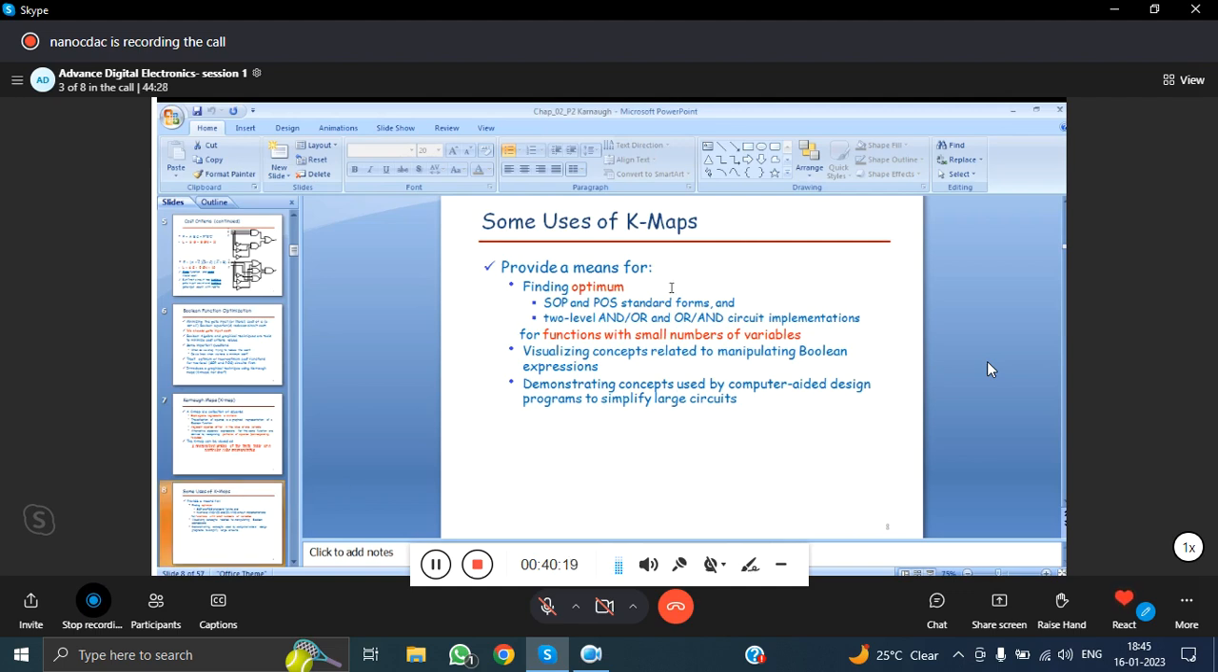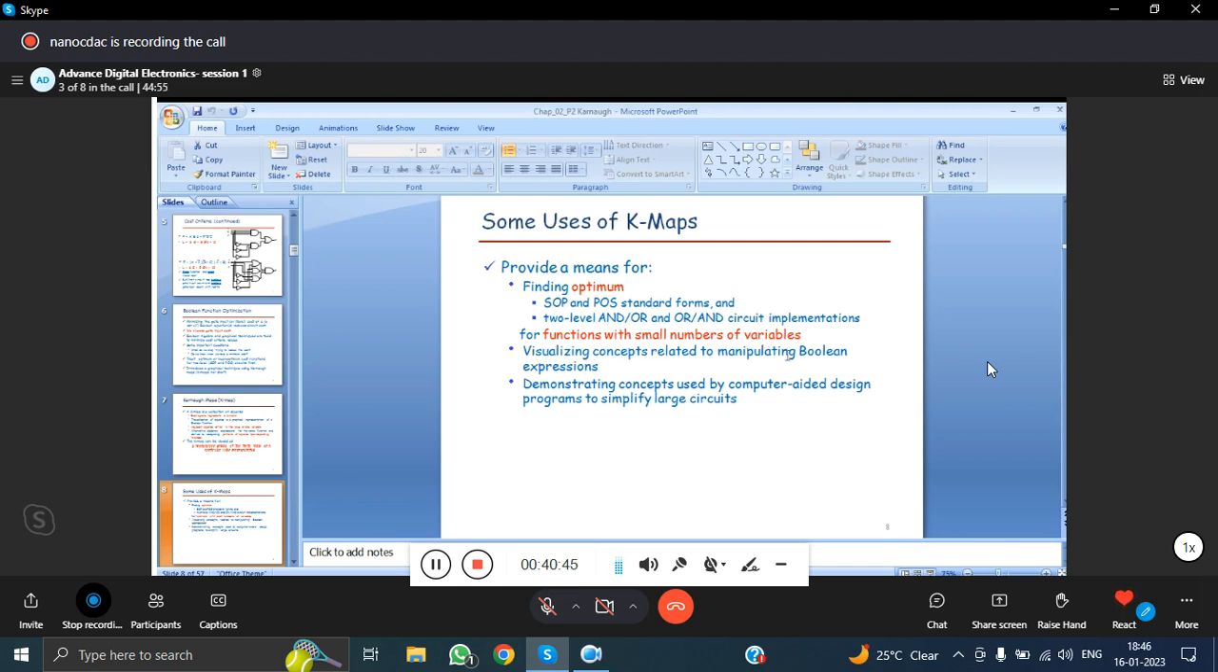Why do we use K-maps? What is the use of K-maps? Finding the optimum solution, optimum SOP form or POS form. And also two level AND-OR circuits, the AOI circuits. So to implement two level AND-OR circuits, we will be using the K-maps. For functions with a small number of variables, we will be using K-maps.